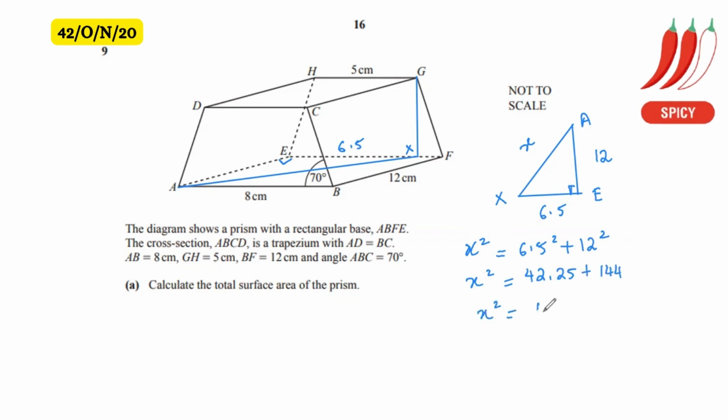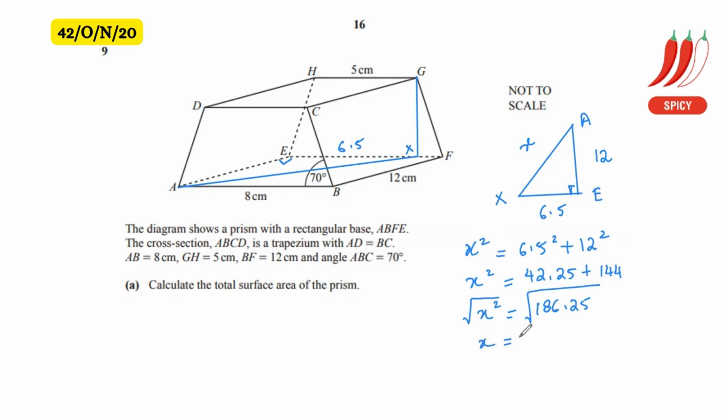That gives us 186.25. We can square root both sides. And X would be 13.65 centimeters. That is your length of AX.